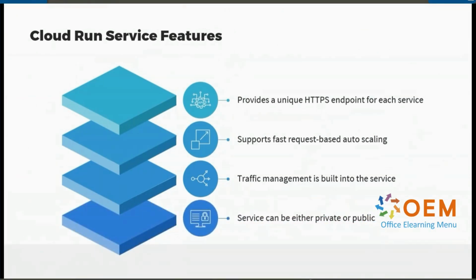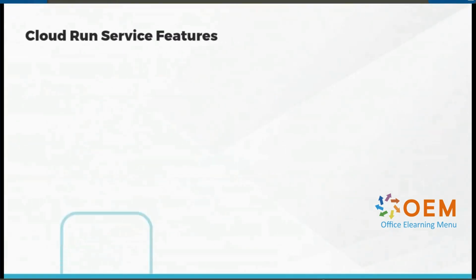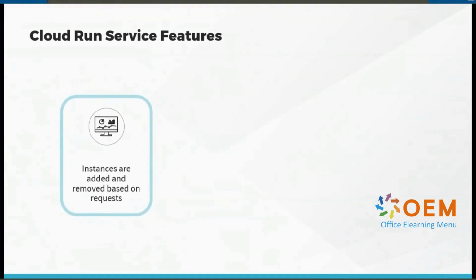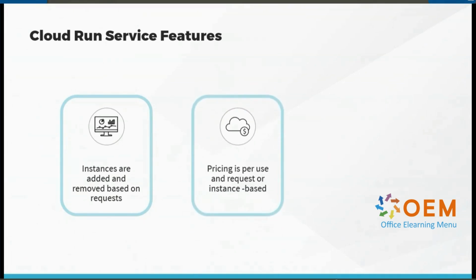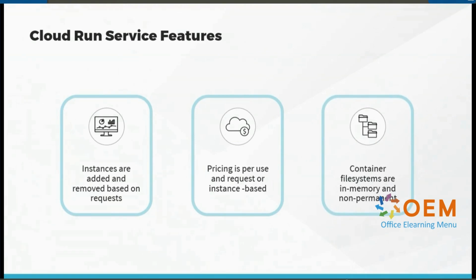And Cloud Run also offers flexibility in terms of access control. So services can be either public or private depending on your security needs or depending on what the application is actually doing. In addition to scaling and traffic management features, Cloud Run offers other vital benefits. For example, instances are added or removed based on incoming requests, ensuring that you only pay for the compute resources you actually use. This is complemented by a pricing model that is per use or instance based. So you're paying by the number of requests or by instance usage.